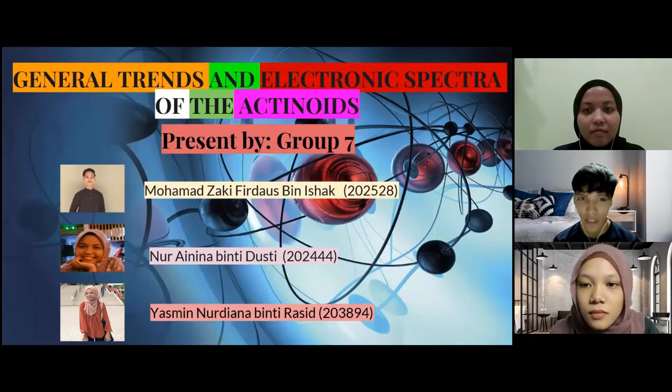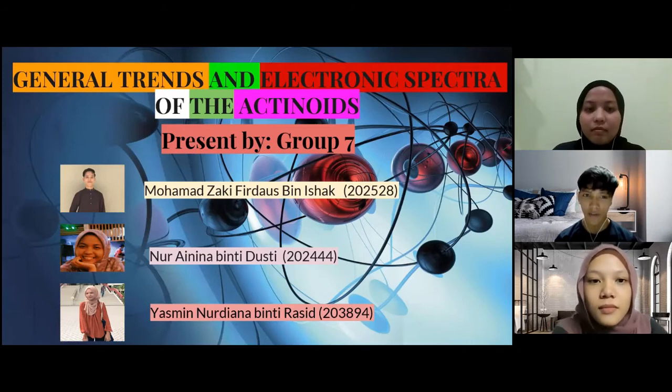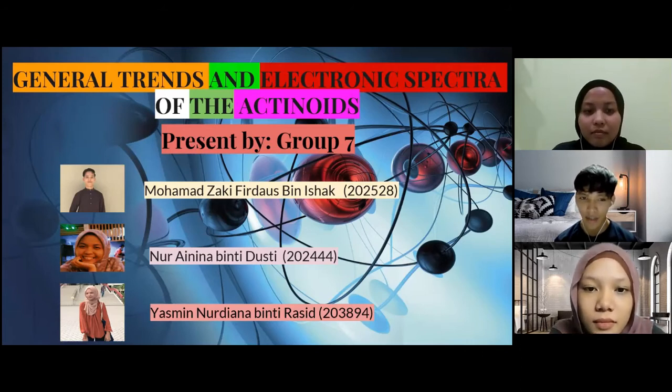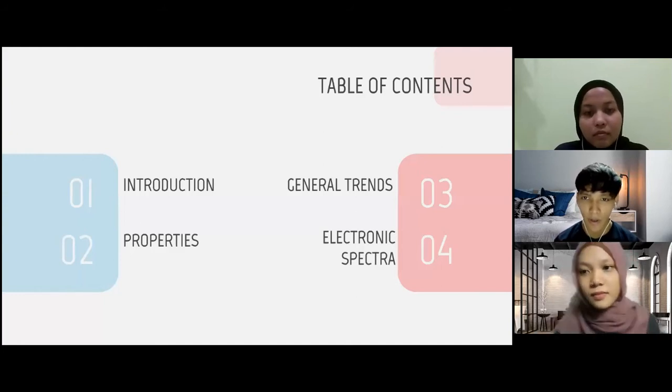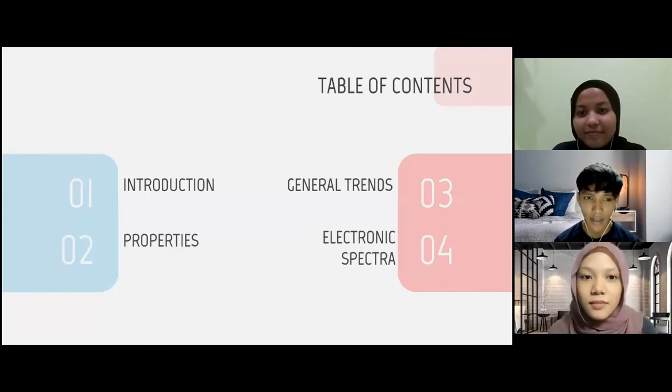We are going to present a topic called General Trends and Electronic Spectra of the Actinoids. Again, we are from group 7, consisting of me, Zaki Firdaus, Ainina binti Dusti, and Yasmin Noriana binti Rasid. Next slide. This is the table of contents, and these are what we are going to present, starting from the introduction, properties, general trends, and electronic spectra.